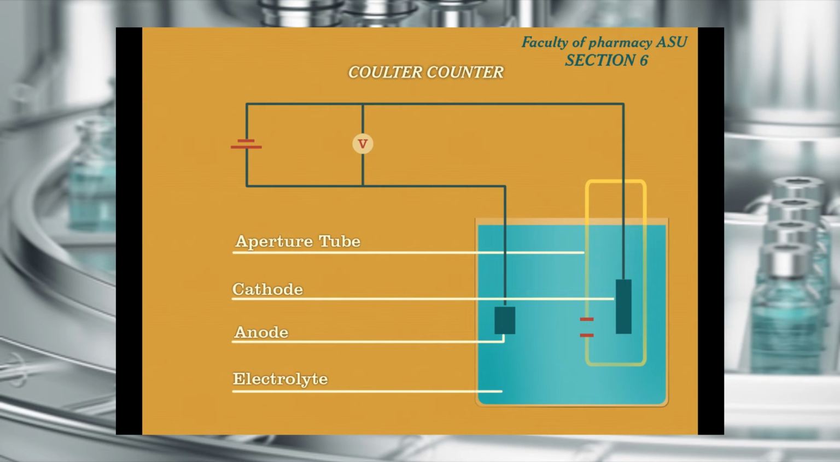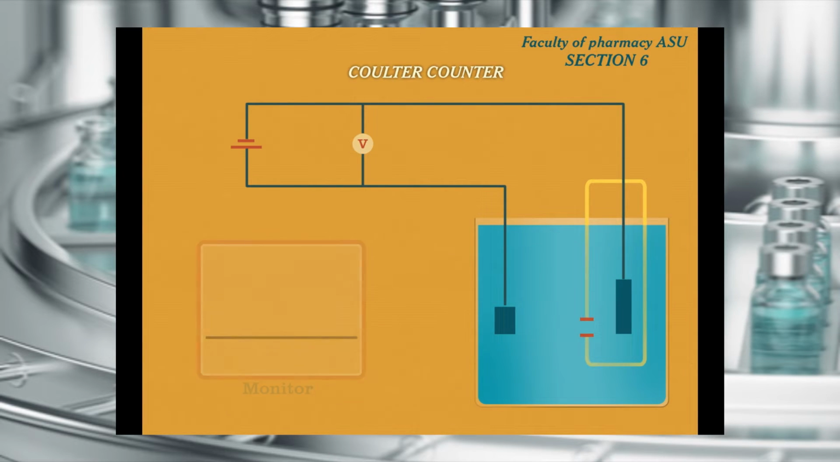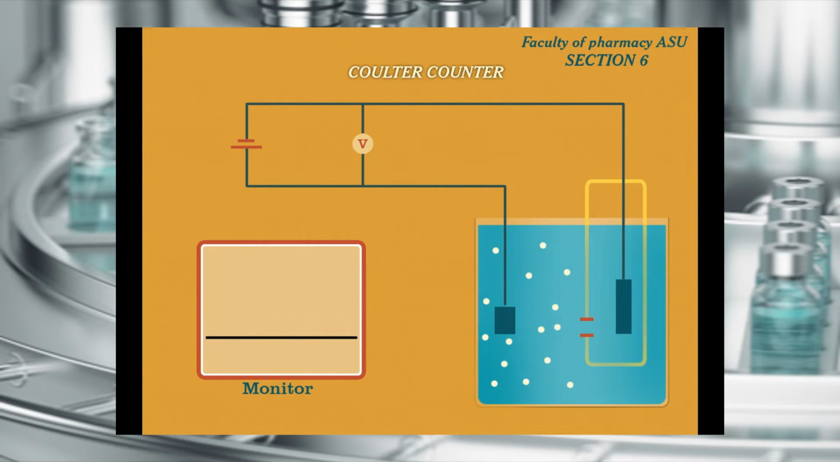The Coulter counter method uses a Barrett's tube, electrolyte, cathode and anode, and then the droplet passes through a monitor that measures the particle size of the emulsion.